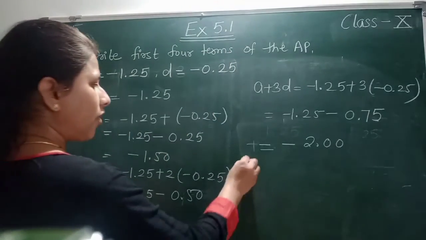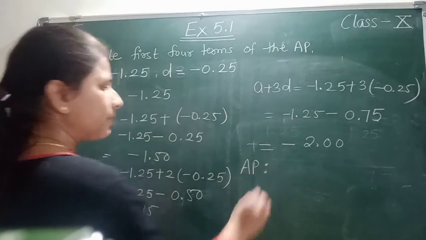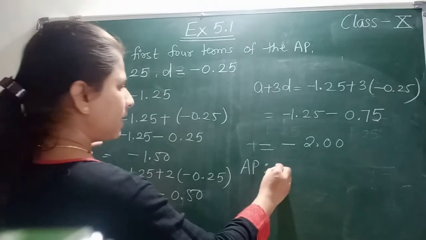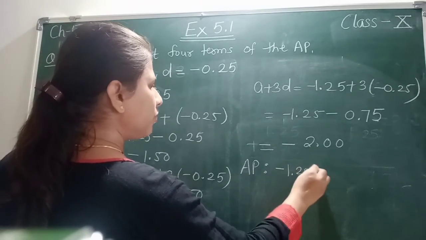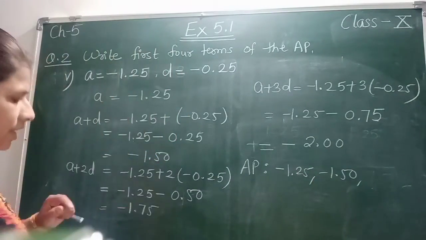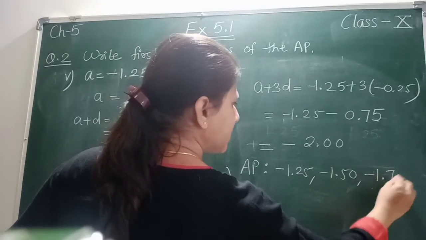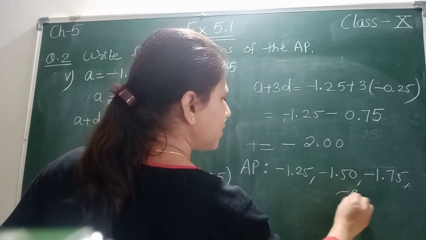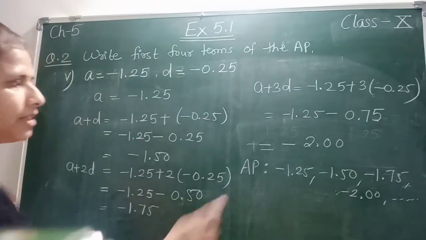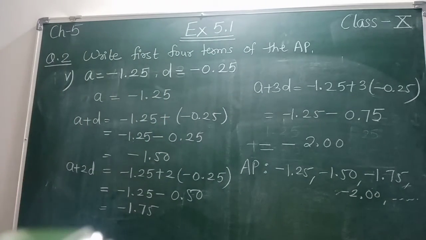So for this AP, the first four terms are -1.25, -1.50, -1.75 and -2.00 and so on. But these are the first four terms.